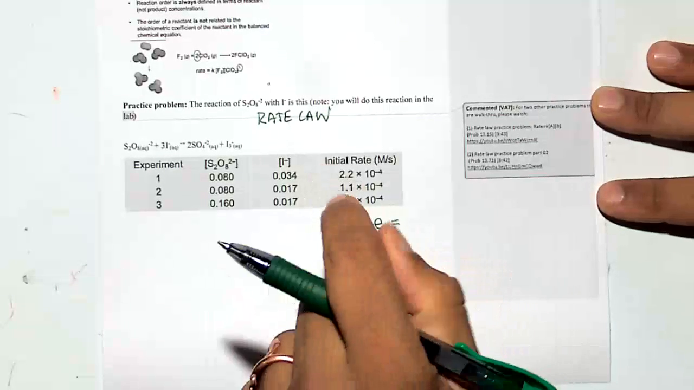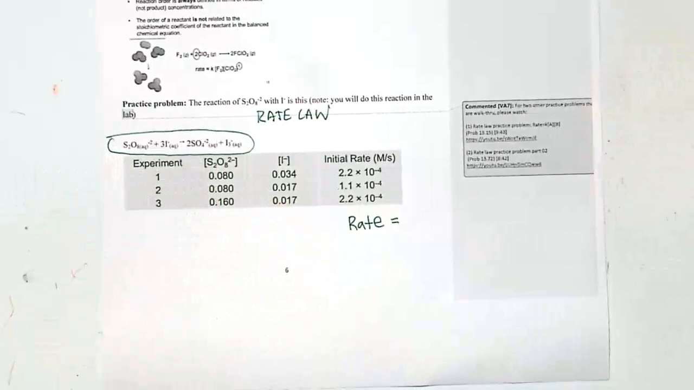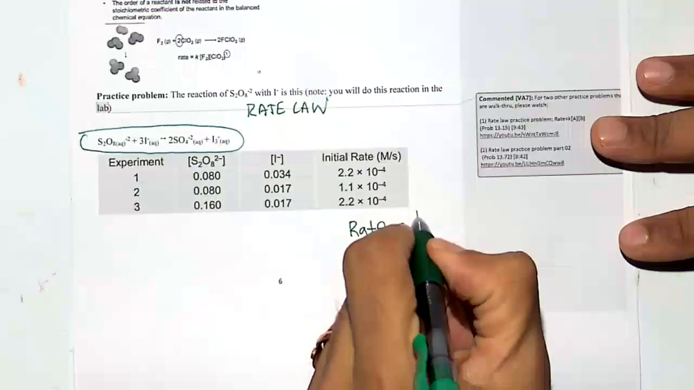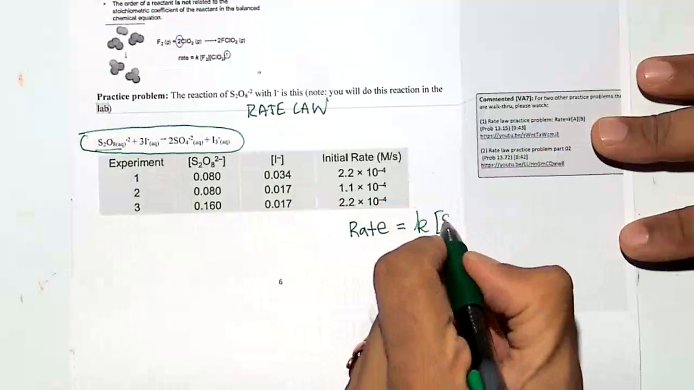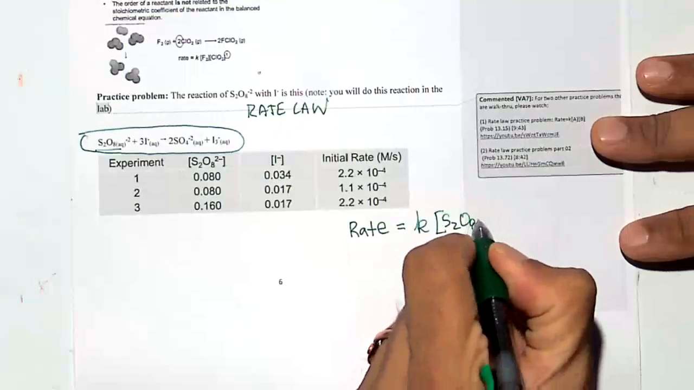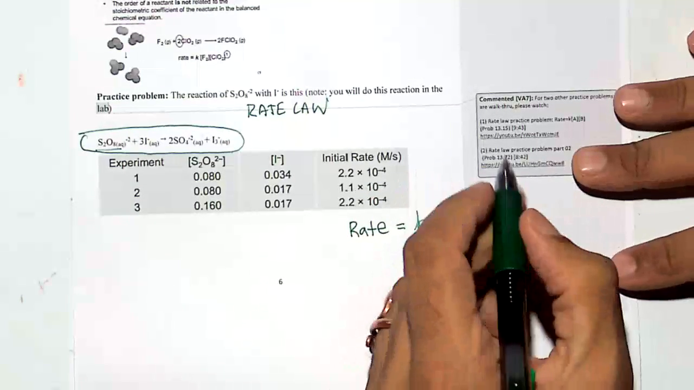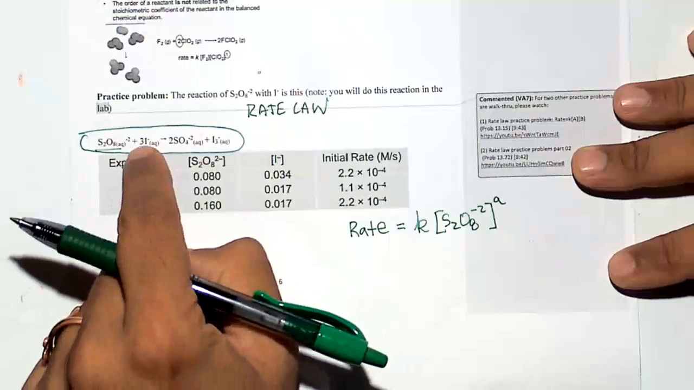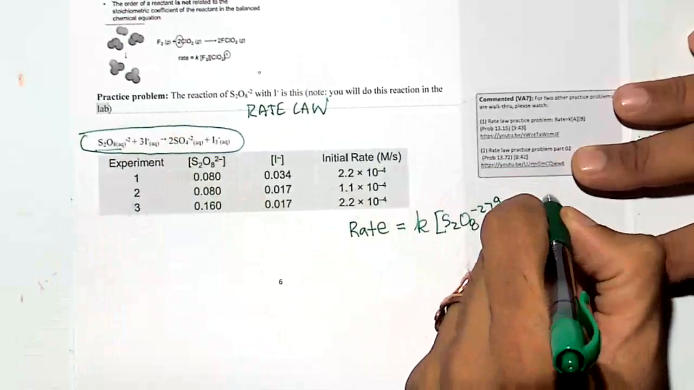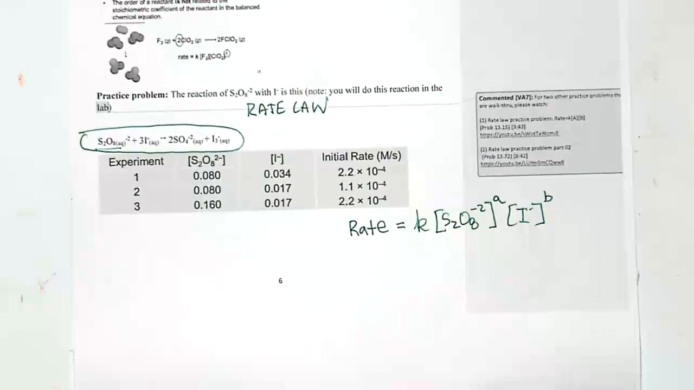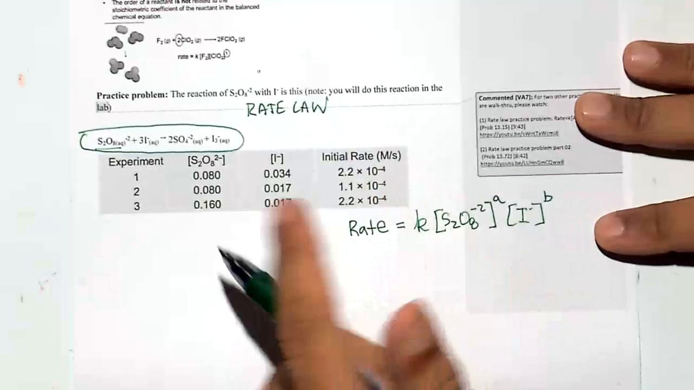The equation we want to fill in is rate, which is how fast this reaction will proceed. That's going to equal your rate constant k times the concentration of your reactant. We'll call this reactant 1. It's raised to some power A, times the reactant I minus, raised to the power B. So we need to find A, we need to find B, we need to find k.